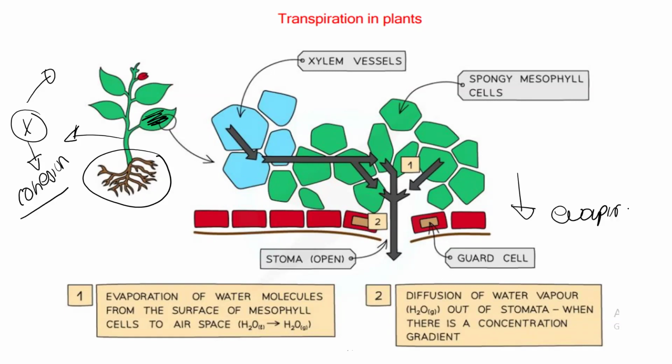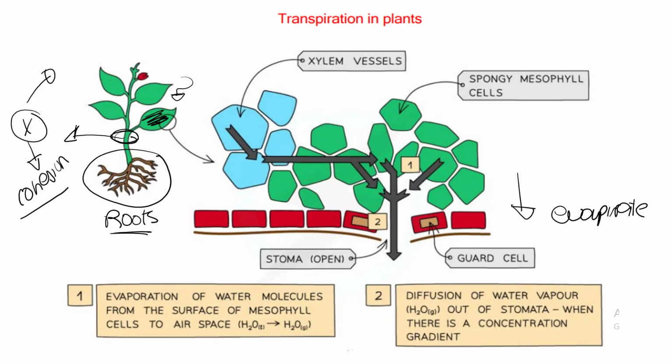Now let's see how this happens. They can ask you a question about the water pathway in the roots, and they can ask you a separate question about the movement of water in the xylem, and they can ask you a separate question about the movement of water in the leaves. This is the last step. This is where we are now.